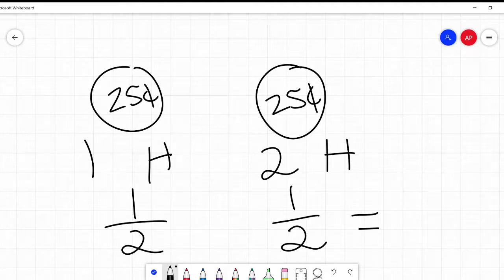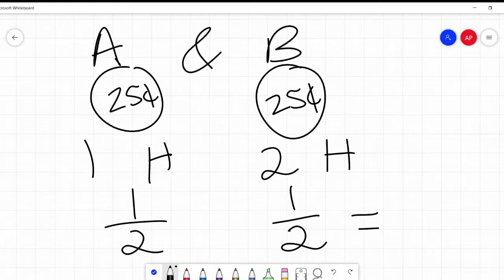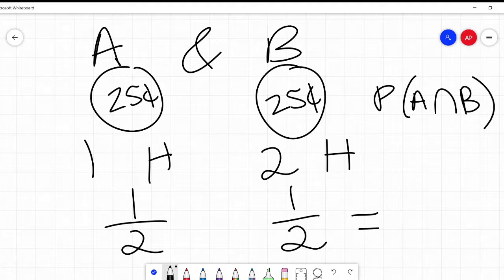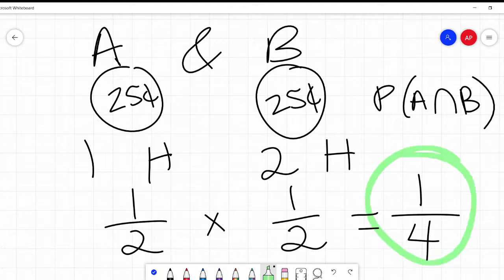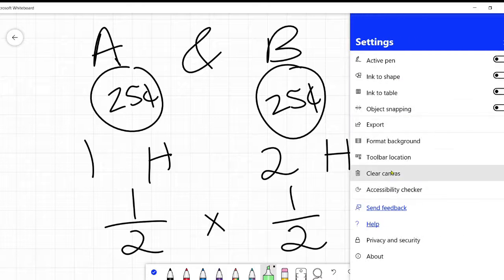To find out what are the odds of both of these things happening, this would be our A and our B. Or again, they write it as like that. We multiply. 1/2 times 1/2. Multiply the numbers on top. Multiply the numbers on the bottom. So 1 in 4, that's my odds of that happening.